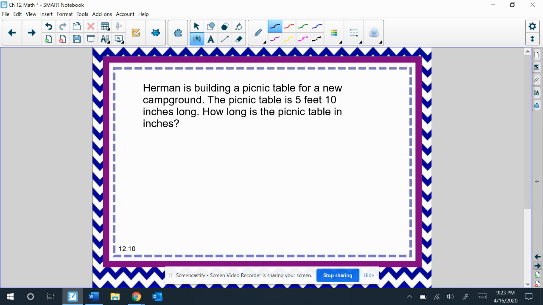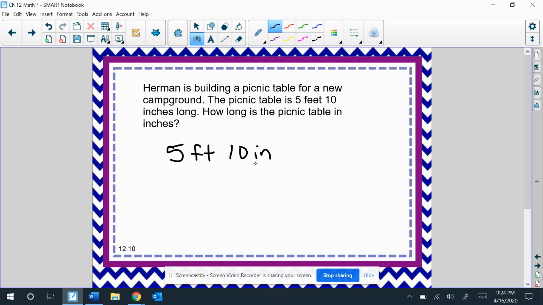Herman is building a picnic table for a new campground. The picnic table is 5 feet, 10 inches long. How long is the picnic table in inches? Well, I'm going to write that down and I'm going to abbreviate it: 5 feet and 10 inches.